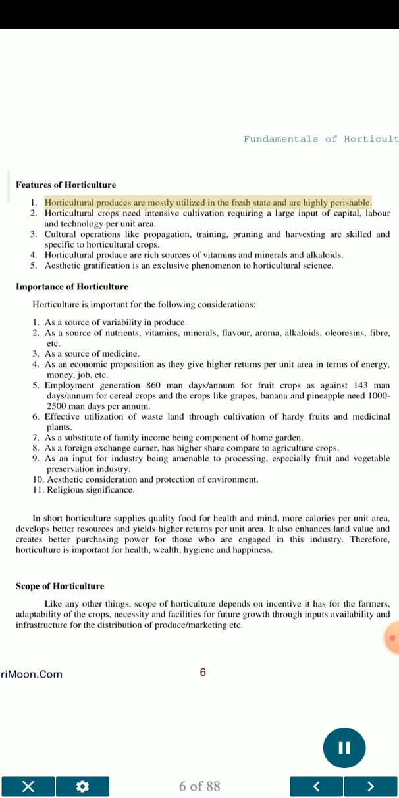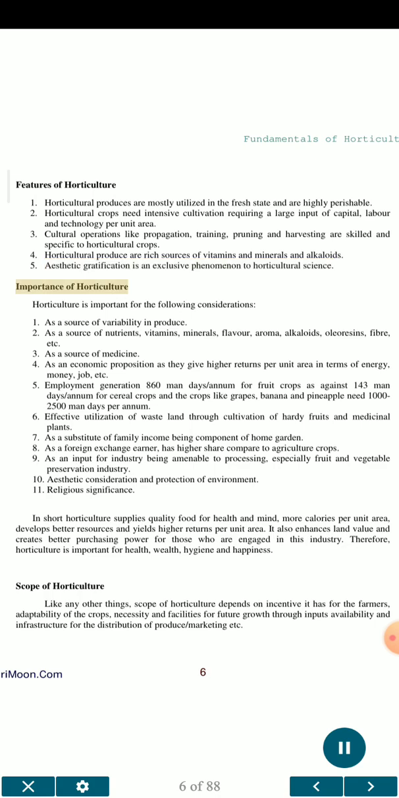Horticultural produces are mostly utilized in the fresh state and are highly perishable. 2. Horticultural crops need intensive cultivation requiring a large input of capital, labor and technology per unit area. 3. Cultural operations like propagation, training, pruning and harvesting are skilled and specific to horticultural crops. 4. Horticultural produce are rich sources of vitamins and minerals and alkaloids. 5. Aesthetic gratification is an exclusive phenomenon to horticultural science.